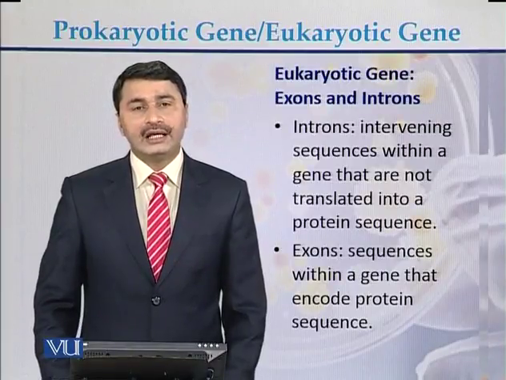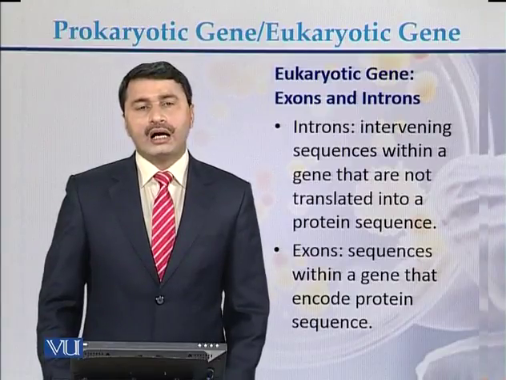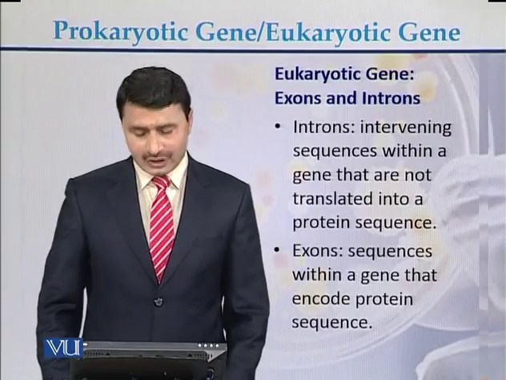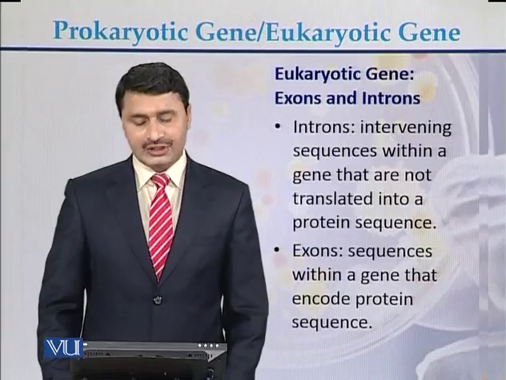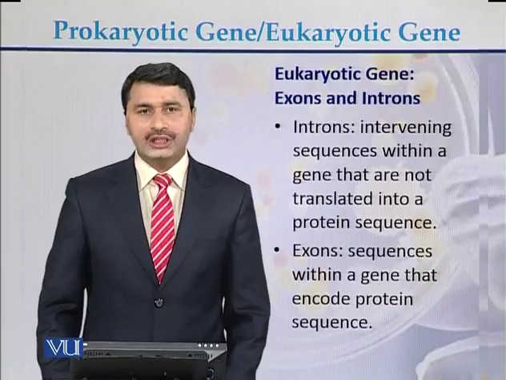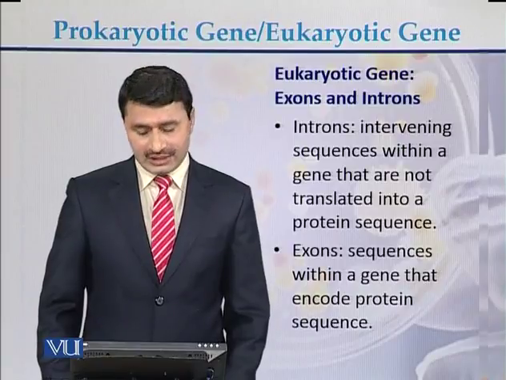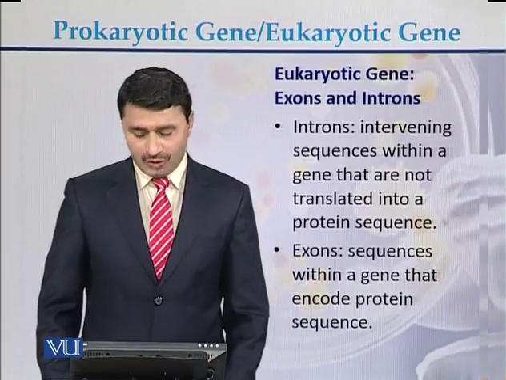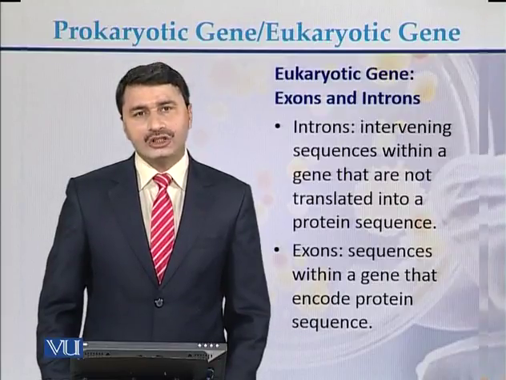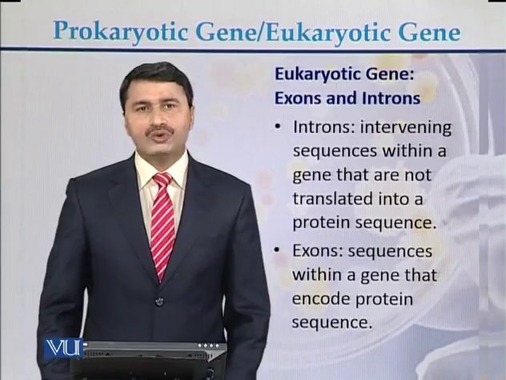While on the other hand, eukaryotic genes contain exons and introns. What are introns and what are exons? Introns are intervening sequences within a gene that are not translated into protein or polypeptides, while exons are the sequences within a gene that encode for protein sequence. So this is a difference between exons and introns. Exons and introns are found in eukaryotic genes.